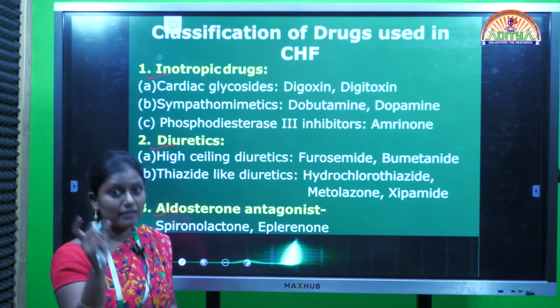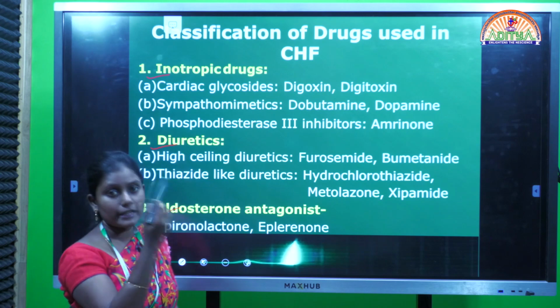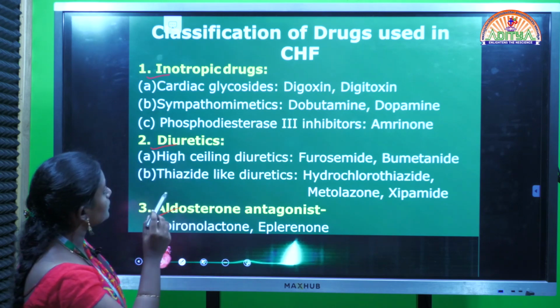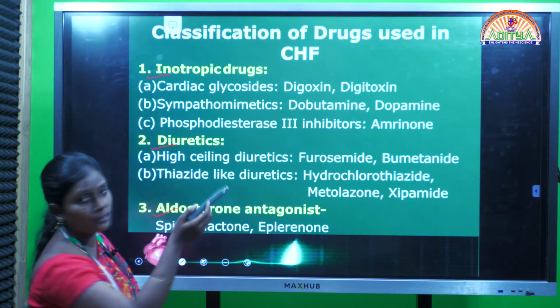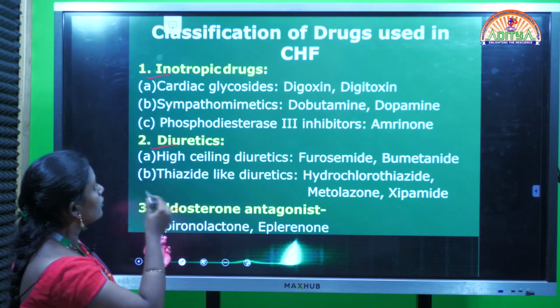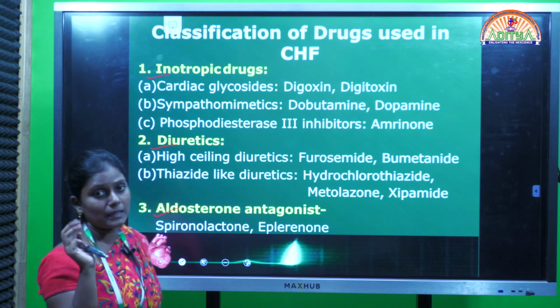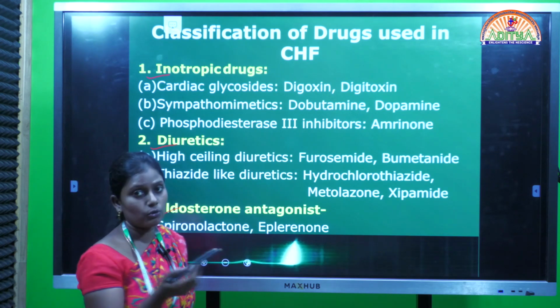The main important drug is digoxin. Whereas sympathomimetics, the drugs covered here are dopamine, dobutamine, all these will come under it. Whereas phosphodiesterase 3 inhibitors, the main example is amrinone, we know that.